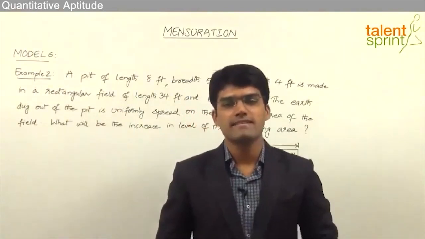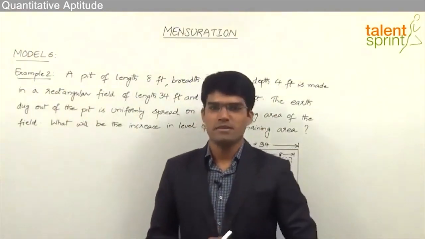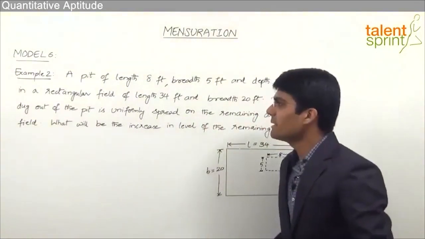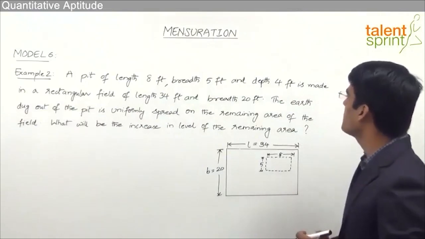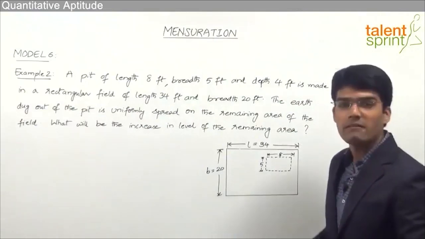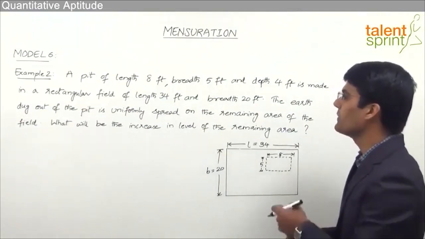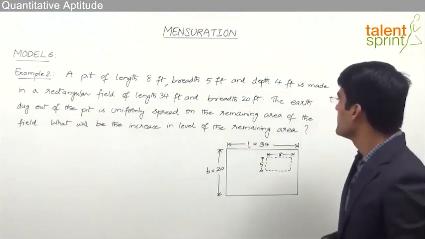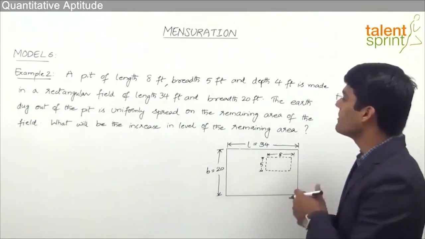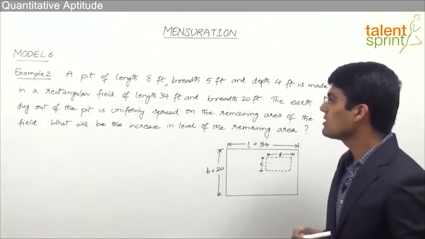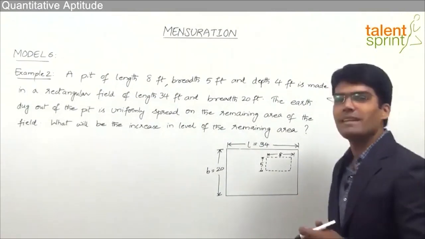Let us now take one interesting example from Model 6 of mensuration. The question says a pit of length 8 feet, breadth 5 feet and depth 4 feet is made in a rectangular field of length 34 feet and breadth 20 feet. The earth dug out of the pit is uniformly spread on the remaining area of the field. What will be the increase in level of the remaining area?